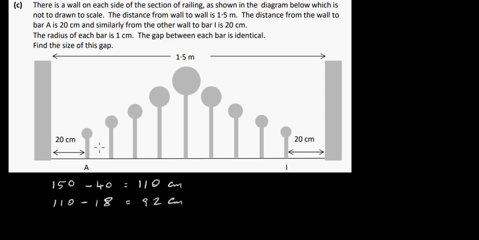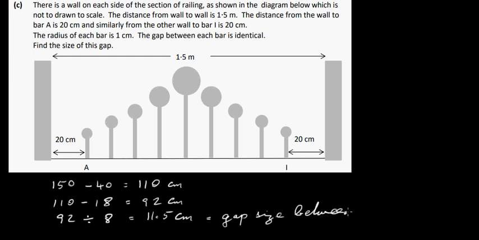So how many gaps are there? Well, there are 1, 2, 3, 4, 5, 6, 7, 8. So we're going to take 92 centimeters and divide it by 8, and that will give me 11.5 centimeters. And this is the gap size between each bar.